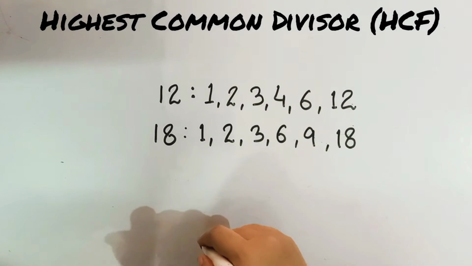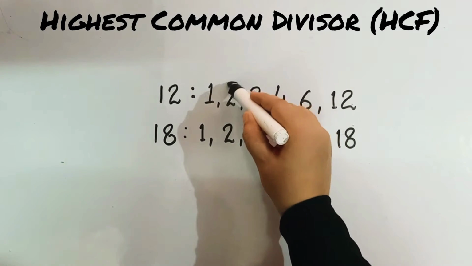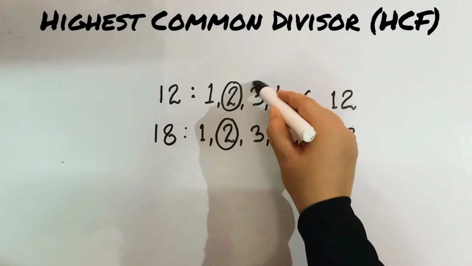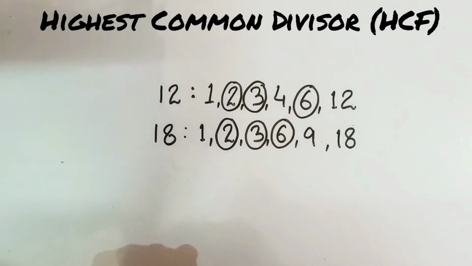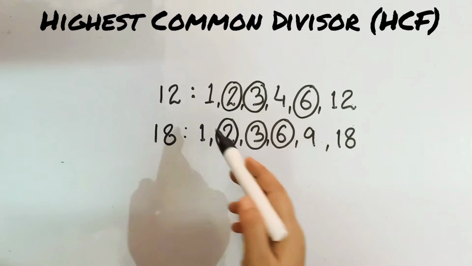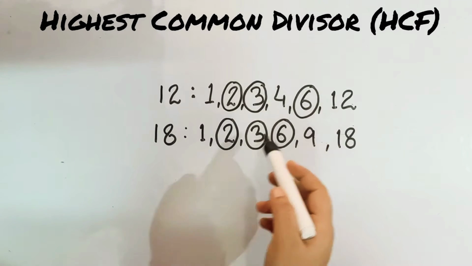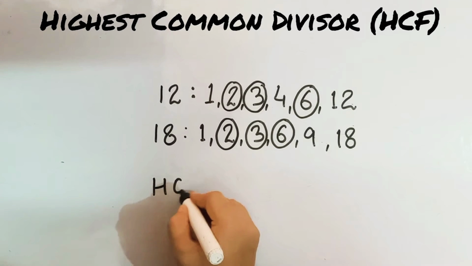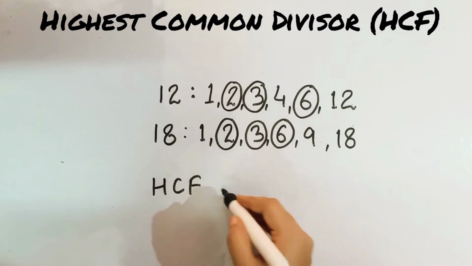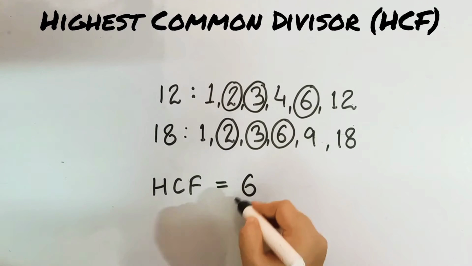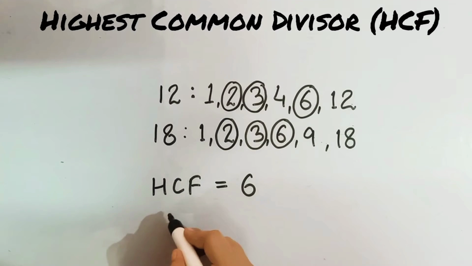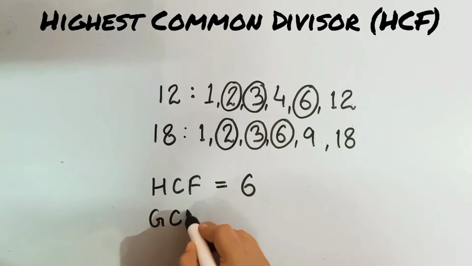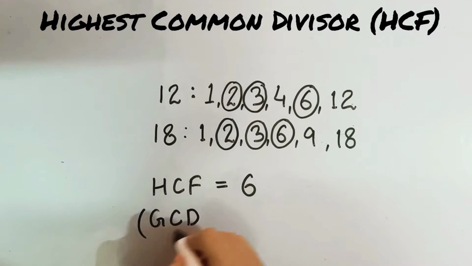Now let's find out the common factors between these two. So what are the common factors? 2, 3 and 6. So these three are the common factors between 12 and 18. Now HCF, highest common factor. Which is the highest among these three? Yes, you're correct, 6. So the HCF, or highest common factor, of 12 and 18 is 6. So this is what HCF is. There is another name for it, GCD, greatest common divisor.